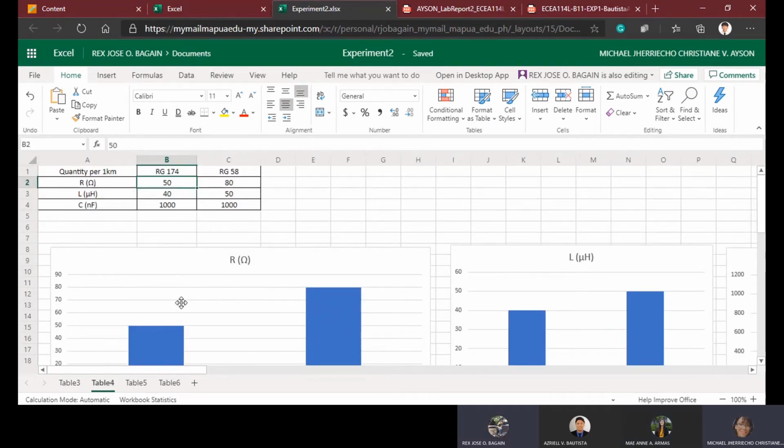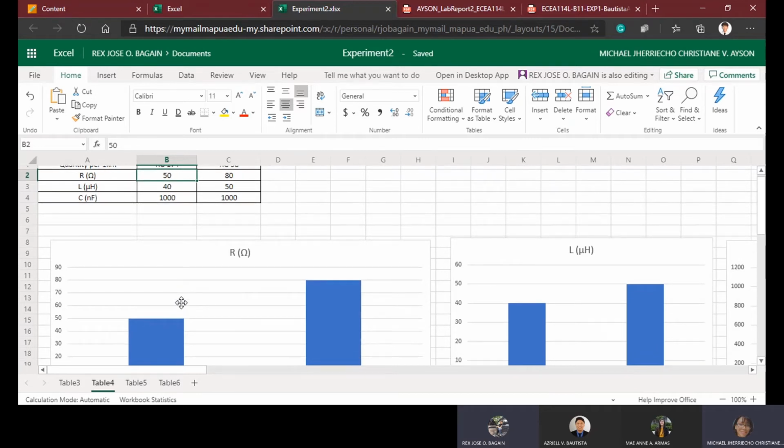Table 4 is about the line quantities for the coaxial cable. This shows the values of the resistance, inductance, and capacitance of a coaxial cable, given that the cable is 1 kilometer in length. This focuses on showing and comparing the two coaxial cables and seeing the values of the resistances, inductances, and capacitances for a 1 kilometer line.